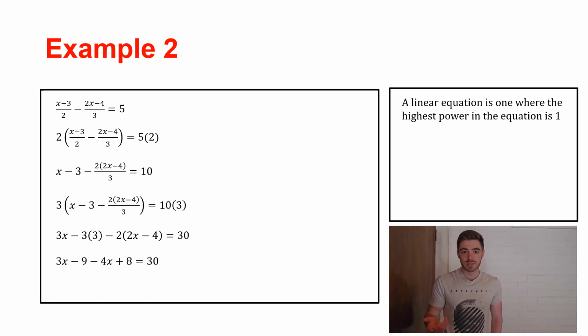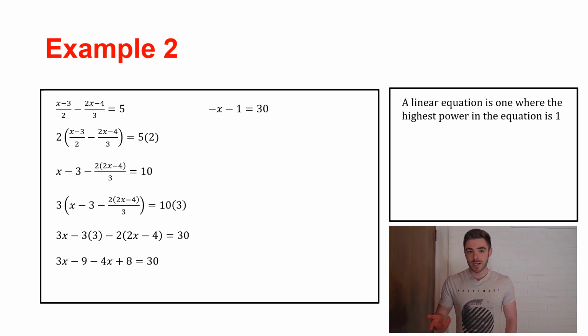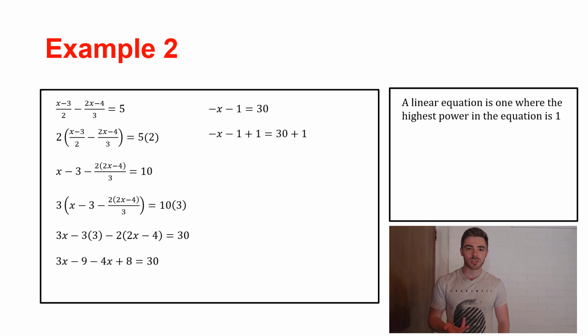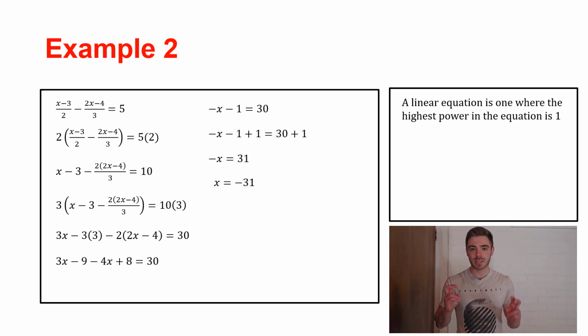All we're going to do here is collect the like terms and simplify. So 3x and negative 4x are going to make negative x, and negative 9 and 8 are going to make negative 1. Now we've got to get the x on its own. And to do that, we can add 1 to both sides of the equation, since that'll cancel out the negative 1 on the left-hand side. And we're going to wrap it up by multiplying both sides by negative 1 to cancel out the negative on the left-hand side.